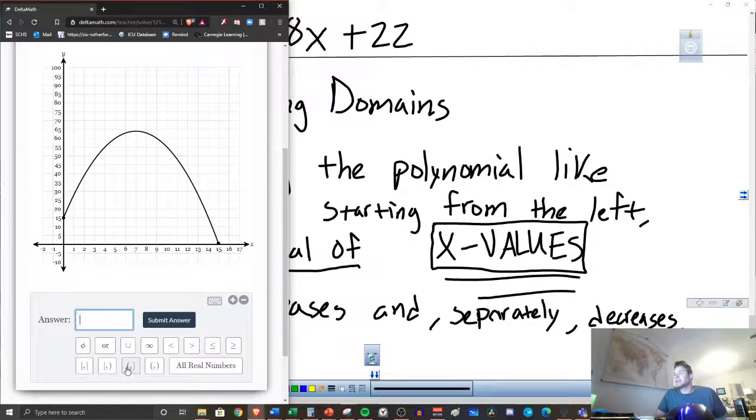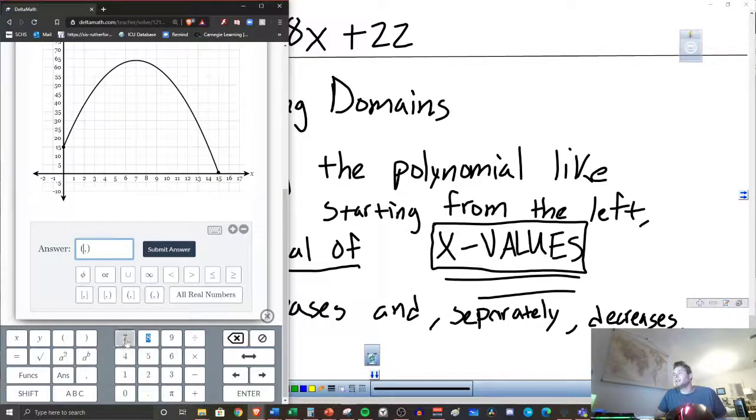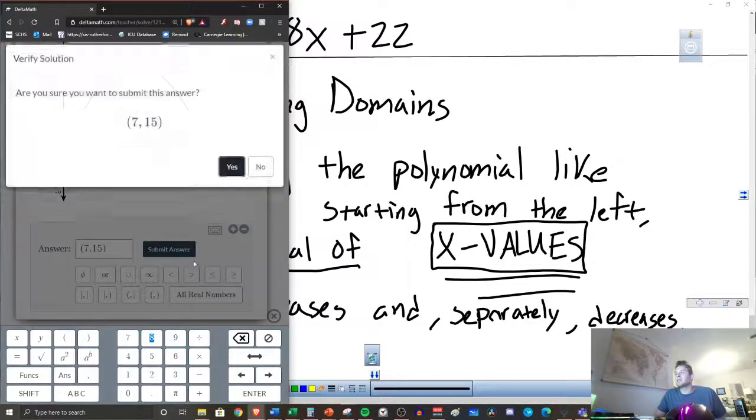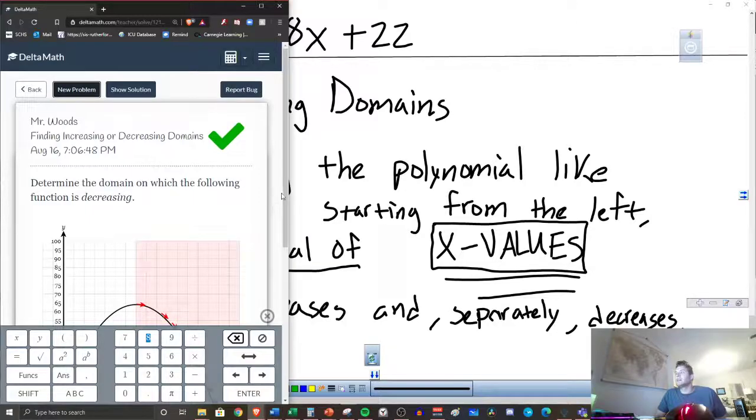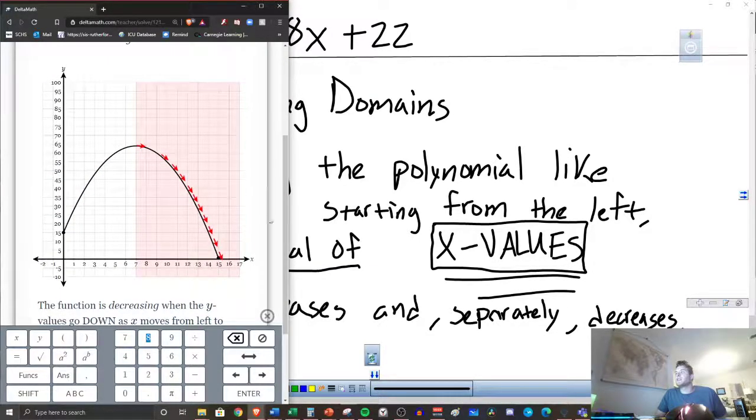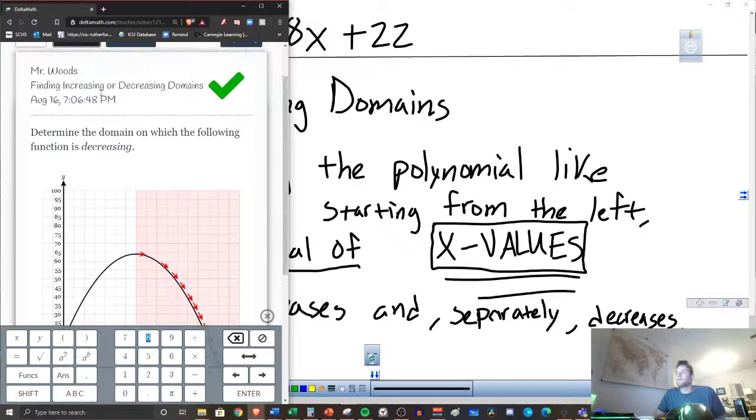So I'm going to write it like this, and we have to write it in parentheses here. So from 7, when does it stop? Well, this one actually does stop. Look how it has the solid point. It doesn't go on forever. I would normally put infinity if it kept going. But in this case, it stops at 15. So 15. So I submit that. Good. And there it is. It's decreasing. You're riding it like a roller coaster, okay?